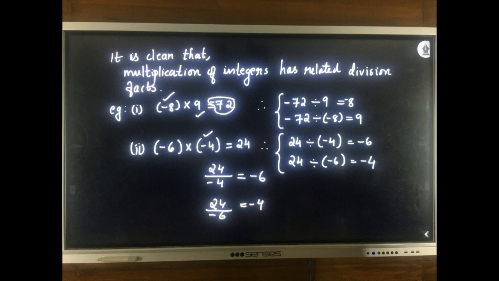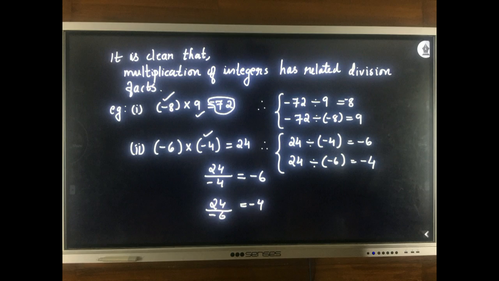First one: minus 8 times 9 equals minus 72. That is one multiplication. From this multiplication, we can write minus 72 divided by 9 equals minus 8. Also, we can write minus 72 divided by minus 8 equals 9, which means there is a connection between division and multiplication.